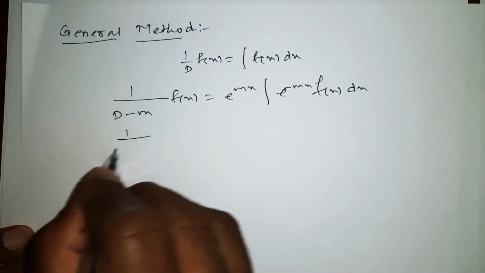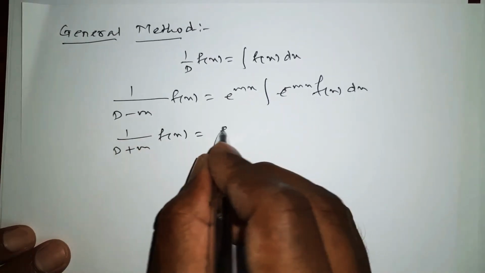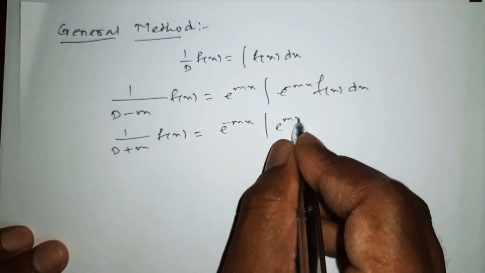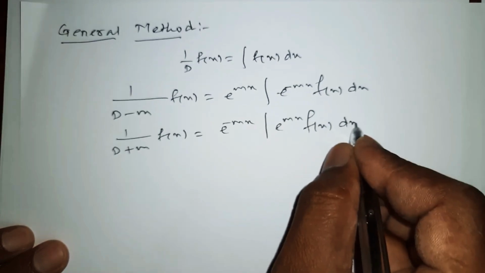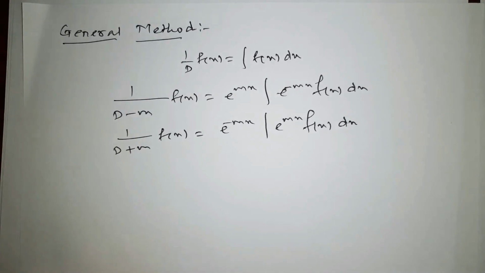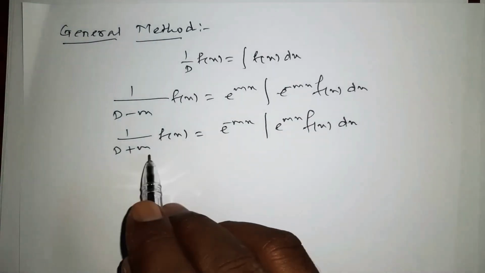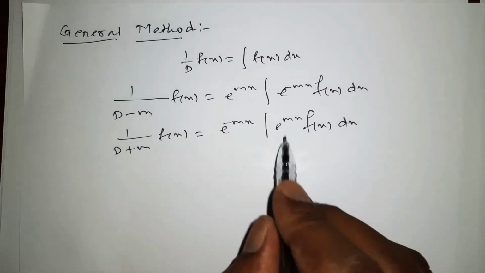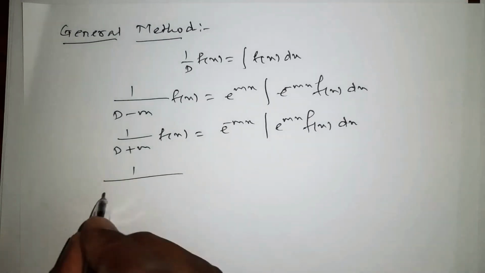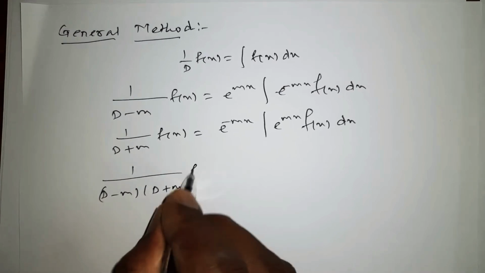Here, if a plus sign is there, 1 upon D plus m operating on f of x, then e raised to minus mx times the integration of e raised to mx f of x dx. Correct? So here, 1 upon D minus 2 gives e raised to 2x, integral of e raised to minus 2x f of x dx, like that. And 1 upon D plus 3 gives e raised to minus 3x, integration of e raised to 3x f of x dx, like that.